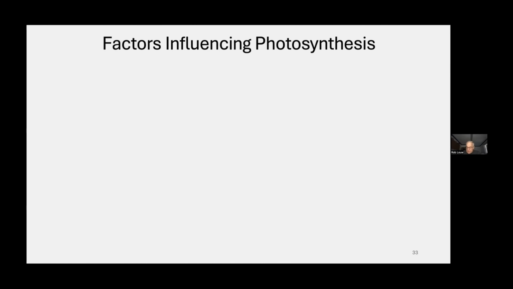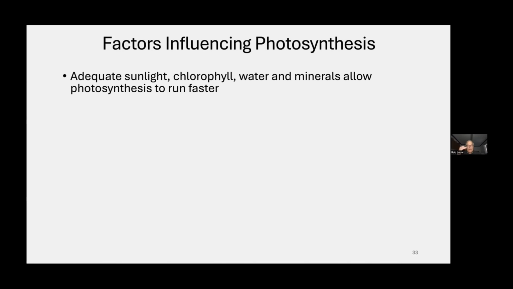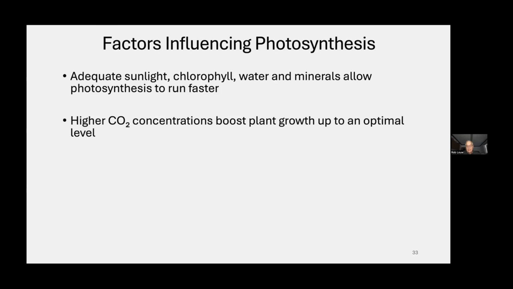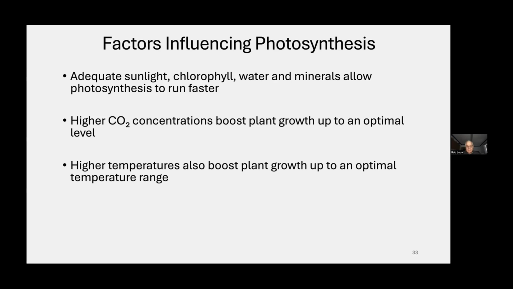So what are the major factors influencing photosynthesis? Firstly, there has to be adequate sunlight, chlorophyll, water, and minerals to allow photosynthesis to run faster. Higher CO2 concentrations boost plant growth up to an optimal level. Higher temperatures also boost it, again up to an optimal level.